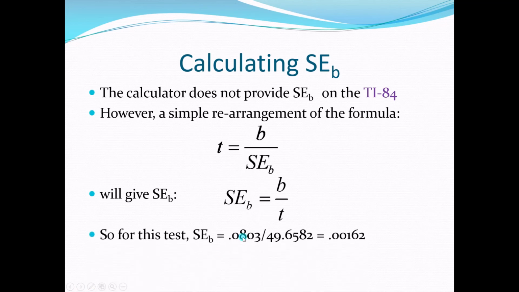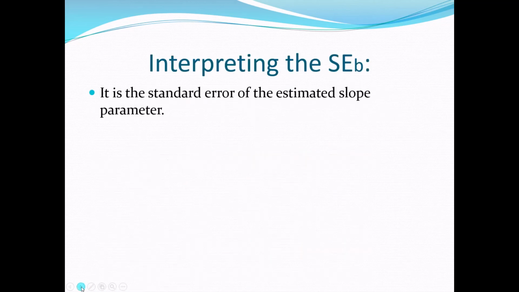So this one was 0.0803, that was the slope, divided by 49.6582, and there's your standard error of b. That's what the calculator does. So interpreting it, this is the standard error of the estimated slope parameter.